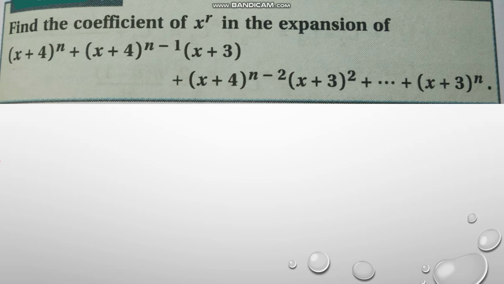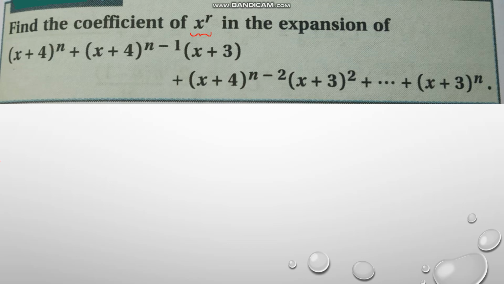Okay, let's see. These are the terms, very complex looking terms. We have to find the coefficient of x to the power r. This is the coefficient we need to find. One may pause the video and try the question. Okay, I am moving on to the solution. The answer will be given at the end of the solution.